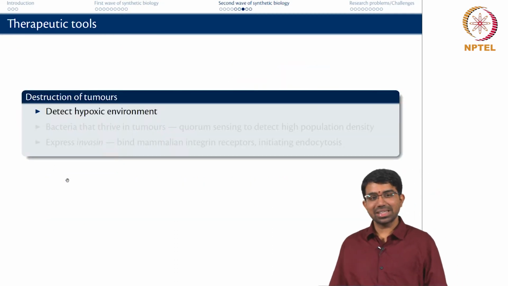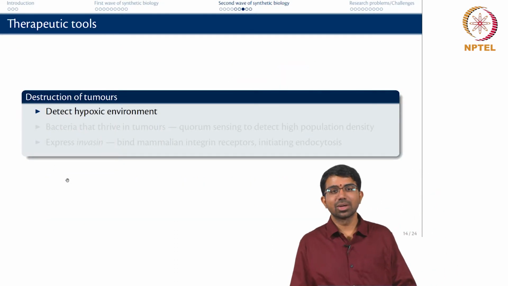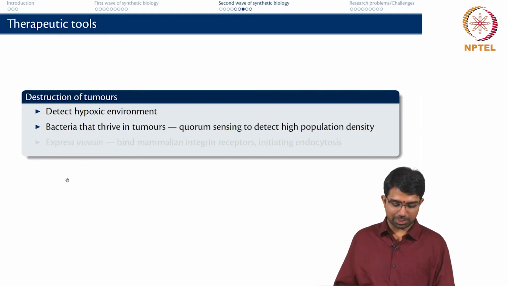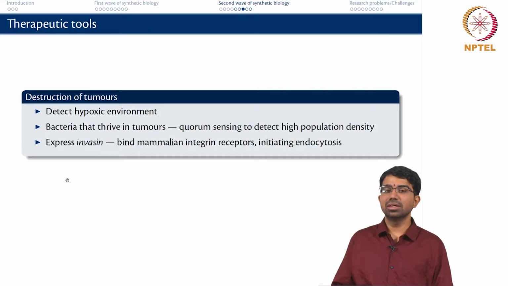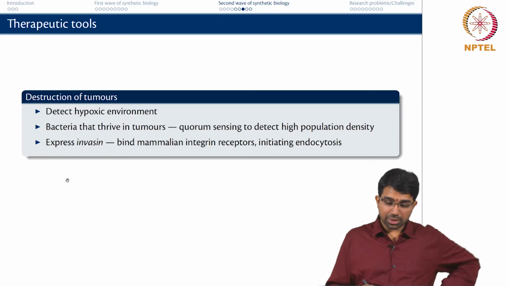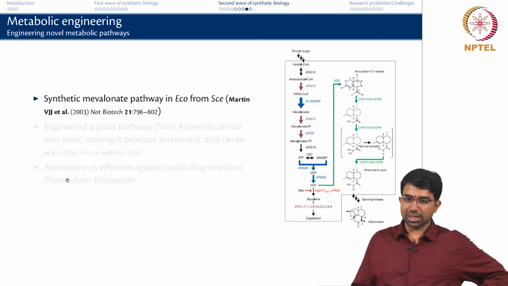Right. And then there are some nice therapeutic tools that have been built, which for example destroy tumors by detecting a hypoxic environment in the first place, and there are bacteria that thrive in tumors using quorum sensing to detect high population density, and then they express invasin which binds mammalian receptors and initiates cell destruction by endocytosis. Right. So, there are some very interesting applications of synthetic biology.